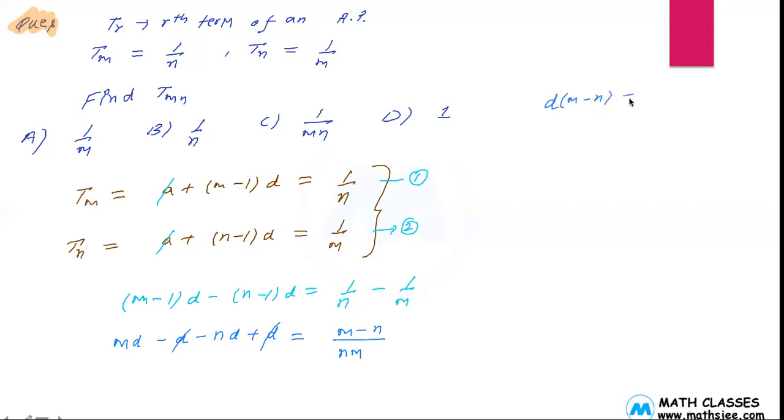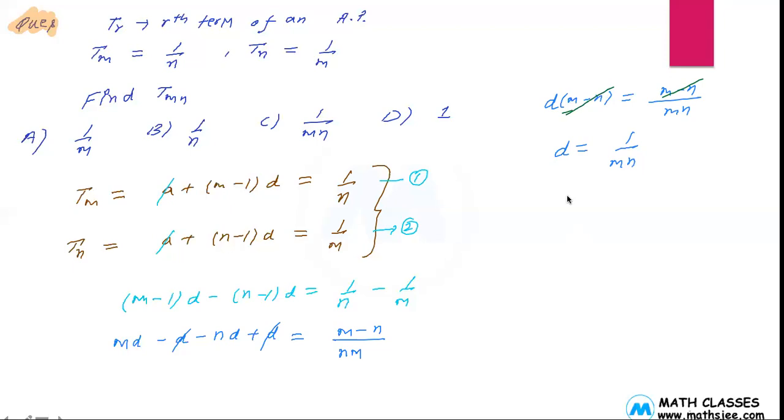(m minus n) equals (m minus n) upon mn. M minus n will get cancelled out. We have to remember there is a reason we can cancel: these are two different terms, so m is not equal to n. That is why we are cancelling out these terms. So now d equals 1 by mn. This is what we have got, the value of d.